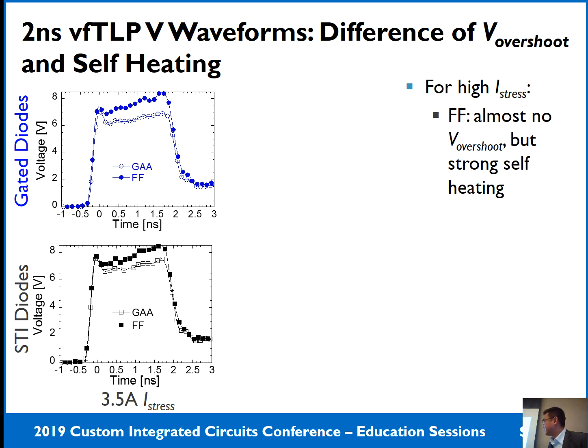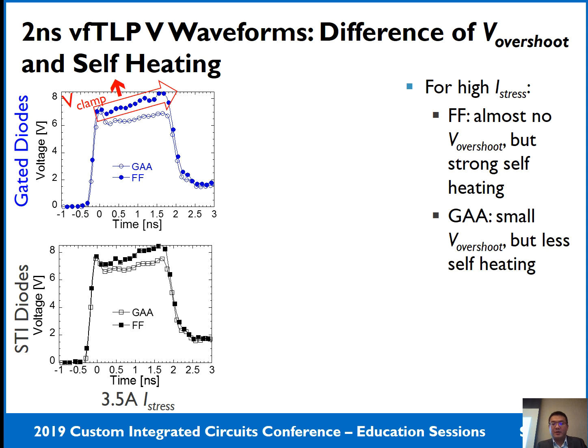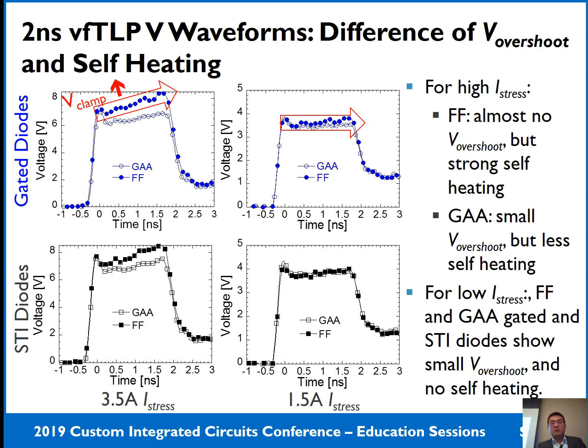Okay, a similar result also showed in the STI diode. The turn-on voltage will increase. This indicates the self-heating happened. But it's only happening in the high current stress at the 3.5 amp. In the low current stress, the self-heating issue is not so pronounced in both cases. So this further proved what our simulation results showed.